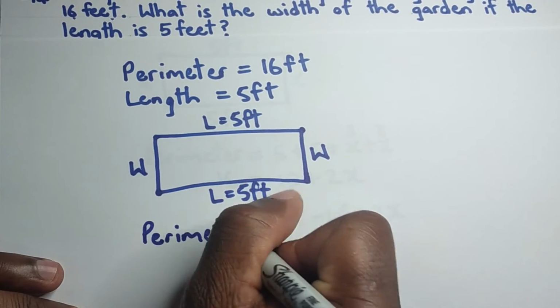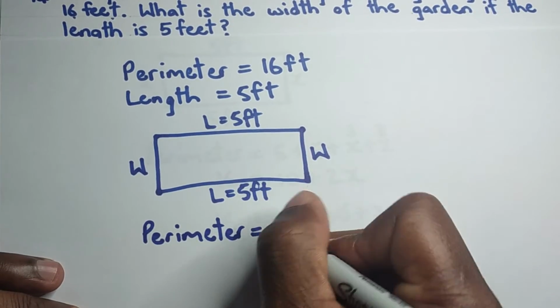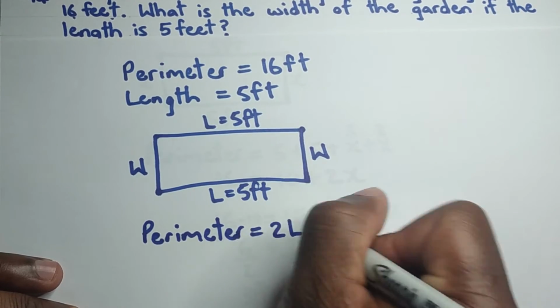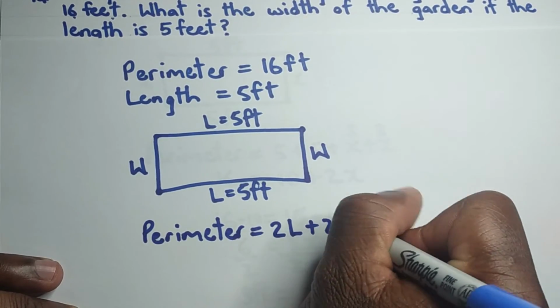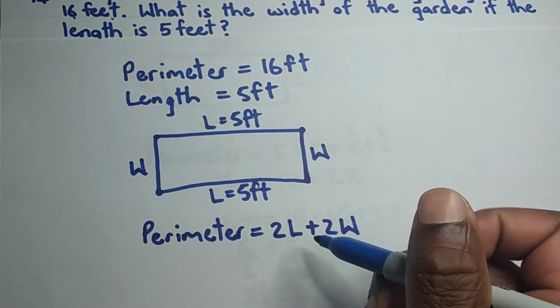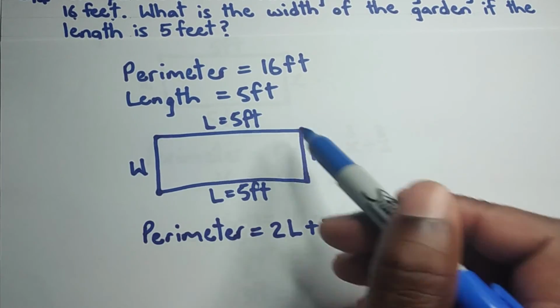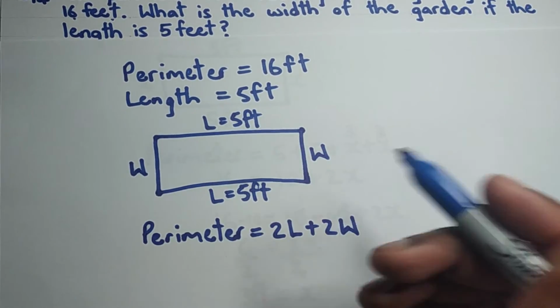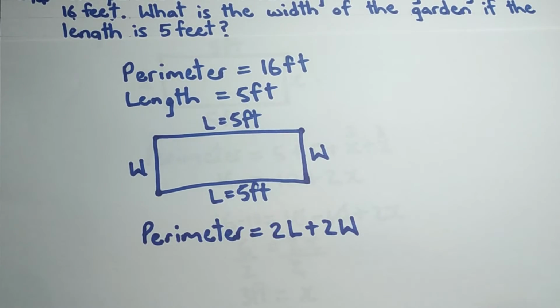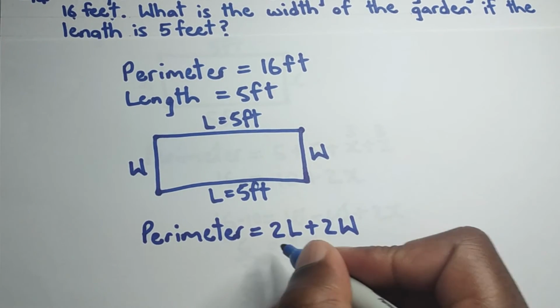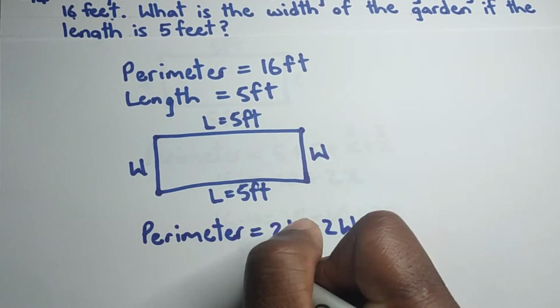So the formula to find the perimeter of a rectangle is what? 2L plus 2W. Or you could just say add all the sides. So W plus L plus W plus L. You realize that you'll be adding 2W and 2L. So that's the same thing as 2L plus 2W.